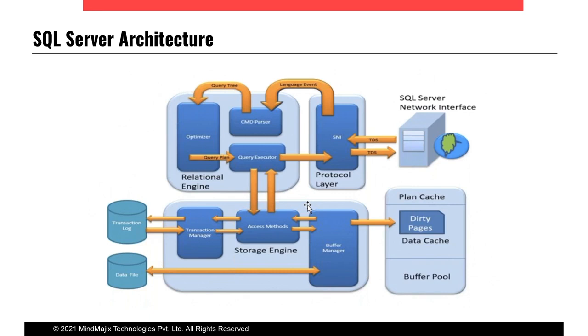We know that there are three types of client server architecture. TDS stands for tabular data stream. I will just write it there so you can understand what exactly it means. So this is the tabular data stream, and this tabular data stream is encapsulated in network packets.